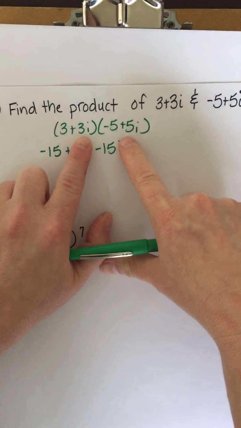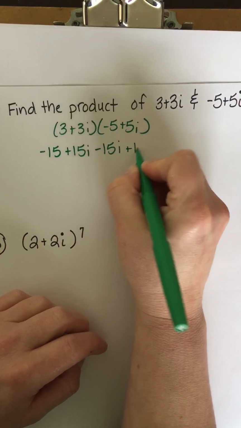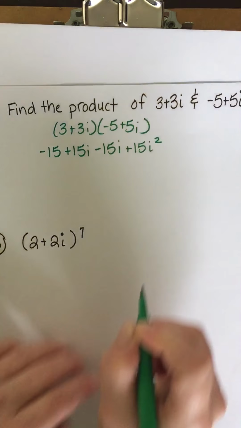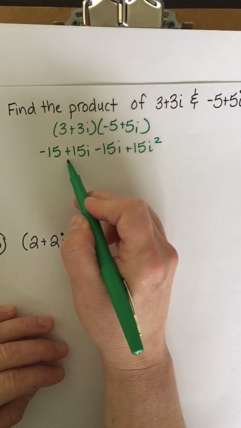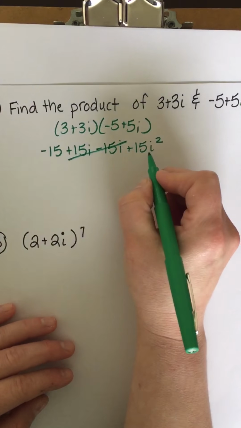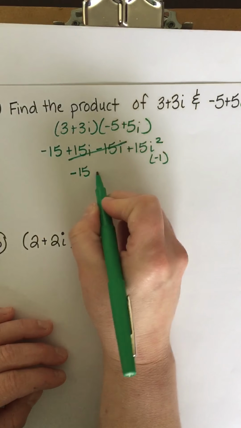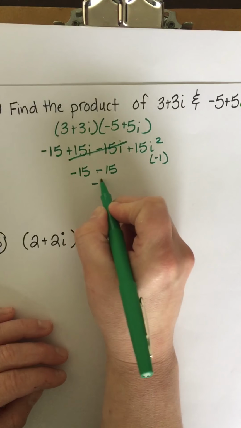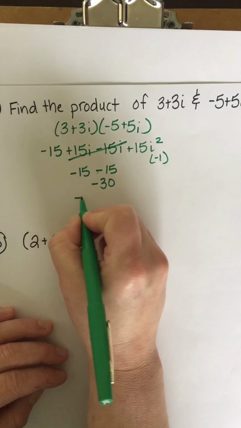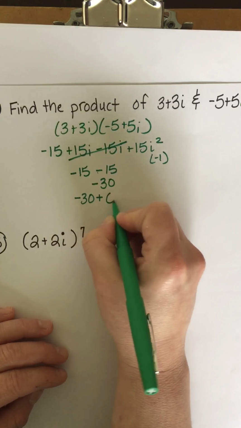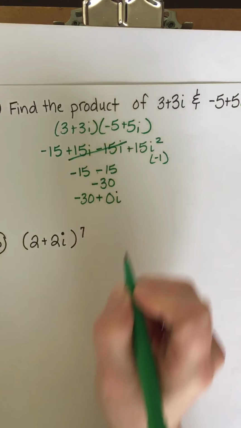I like where this is going. 3i times 5i would be 15i squared. These two are going to cancel out. We know that i squared is negative 1, so we have negative 15 minus 15, which is negative 30. So that would be negative 30 plus 0i.